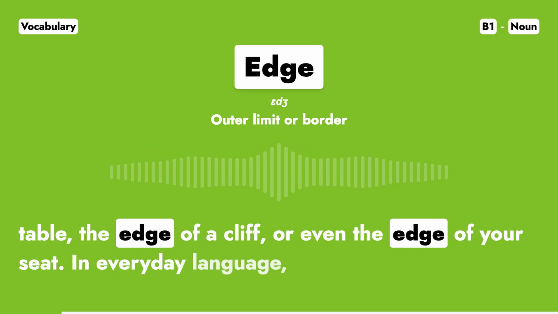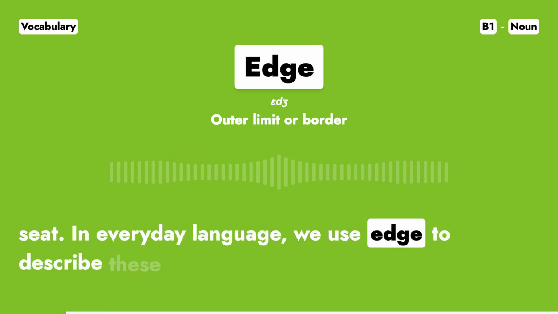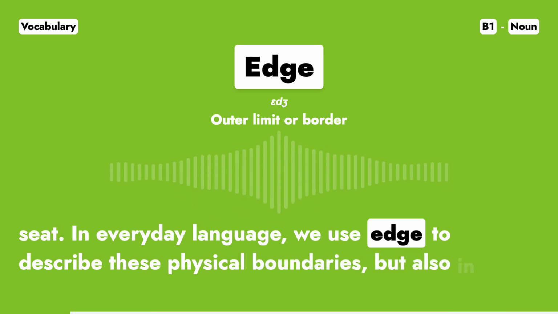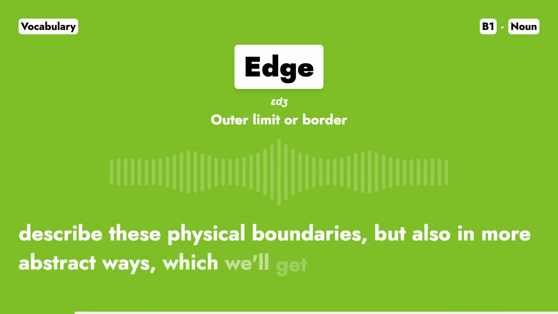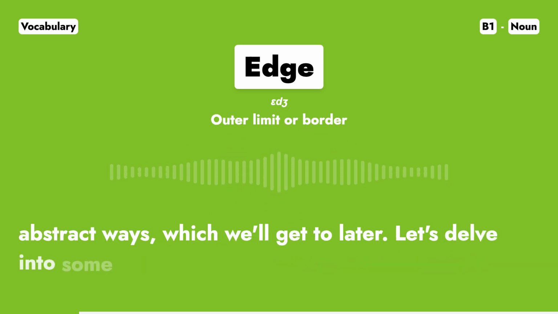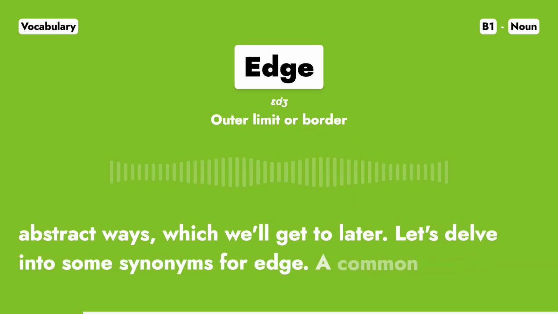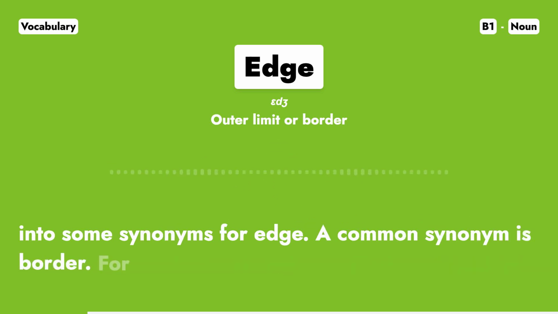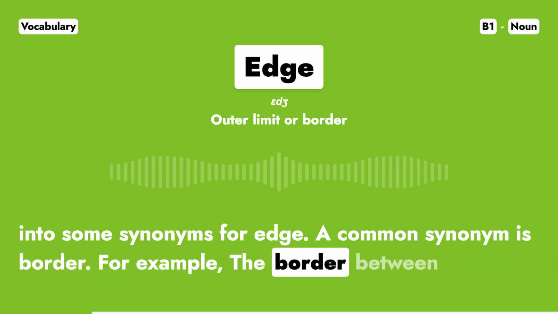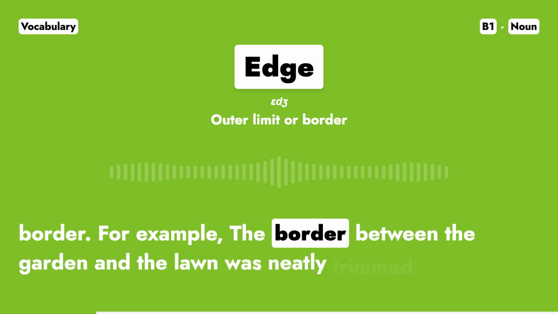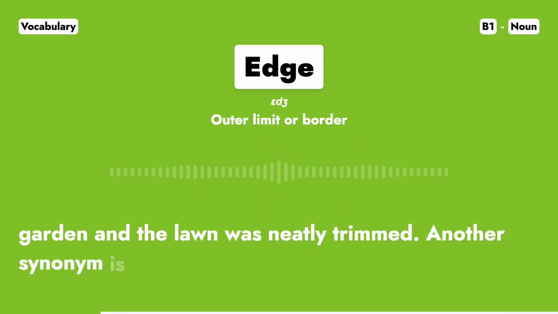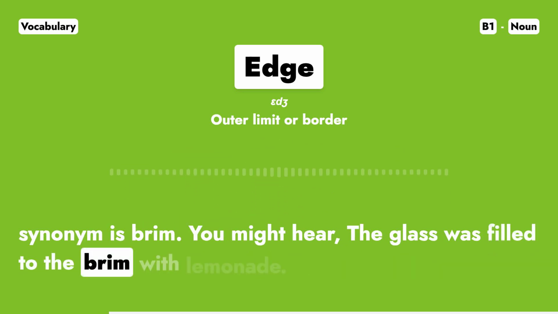In everyday language, we use edge to describe these physical boundaries, but also in more abstract ways, which we'll get to later. Let's delve into some synonyms for edge. A common synonym is border. For example, the border between the garden and the lawn was neatly trimmed. Another synonym is brim. You might hear, the glass was filled to the brim with lemonade.